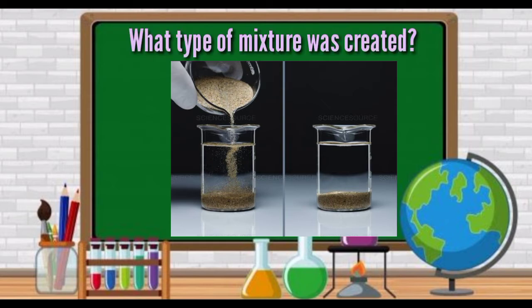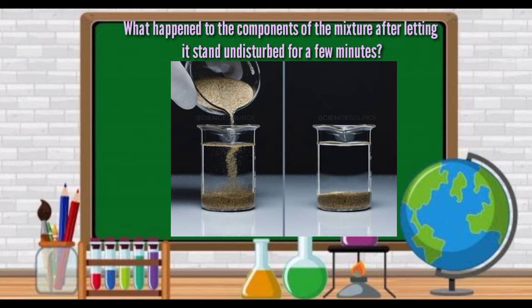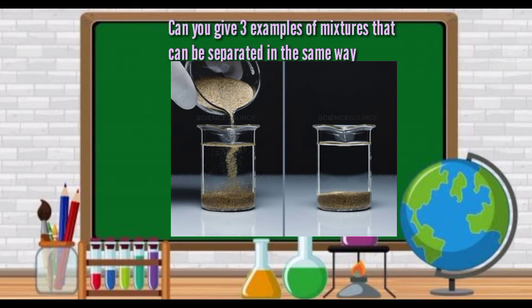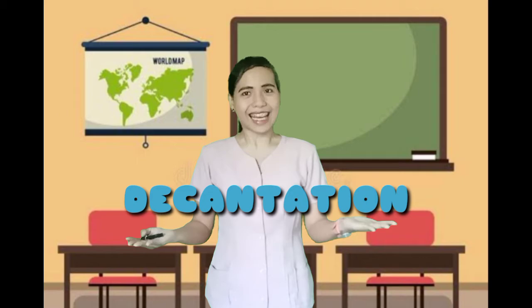What type of mixture was created? What happened to the components of the mixture after letting it stand undisturbed for a few minutes? Explain why it happened. Can you give 3 examples of mixture that can be separated in the same way? The method you use in separating the mixture of sand and water is called decantation.